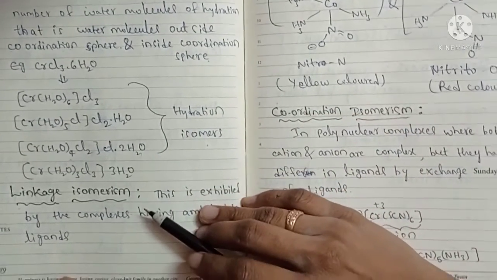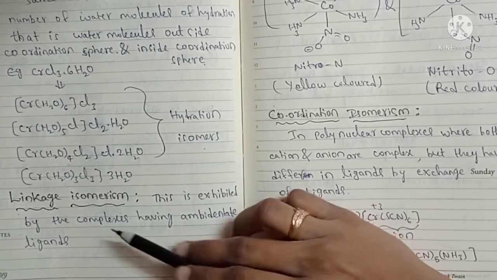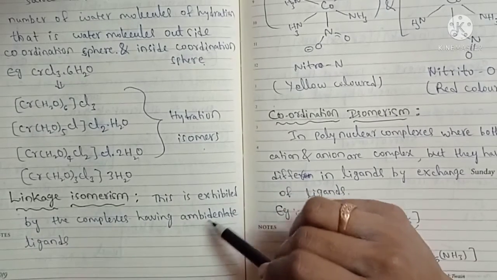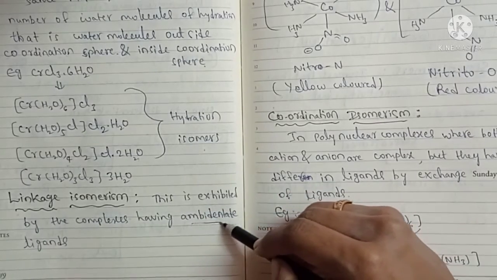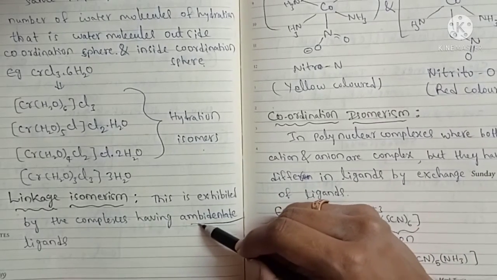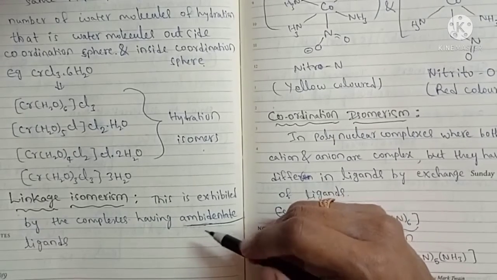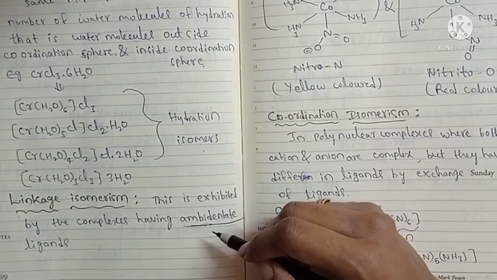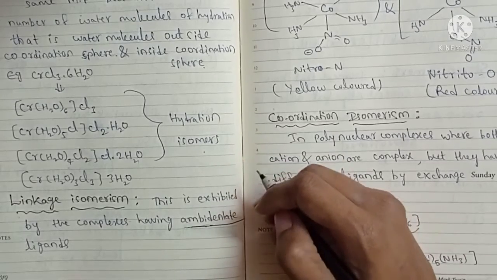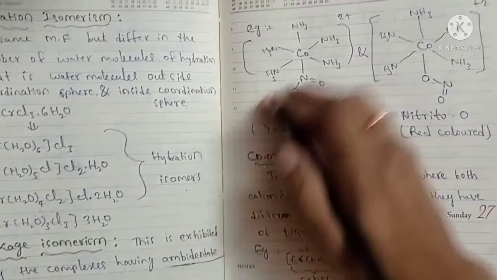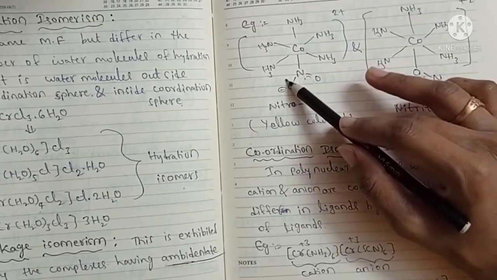And the next type is linkage isomerism. This is exhibited by complexes having ambidentate ligands. We have seen ambidentate ligands in the types of ligands. Ambidentate ligands contain the same structure, so the ligand structure will be the same but they differ in the donor atoms. For example, if you see, NO2 is the ambidentate ligand.